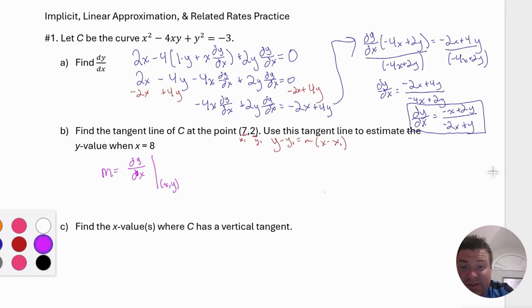And what this says is I'm plugging in 7 for x and 2 for y in my derivative. So when I do that, I'm going to get negative 7 on top plus 2 times 2, which is the y value, all over negative 2x. That's going to be negative 7 times 2. I'll just switch up the order because I really have no clue.